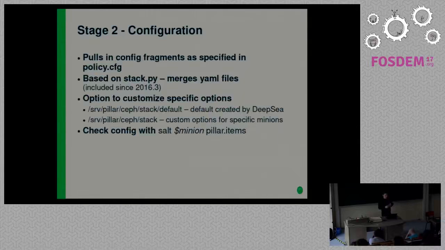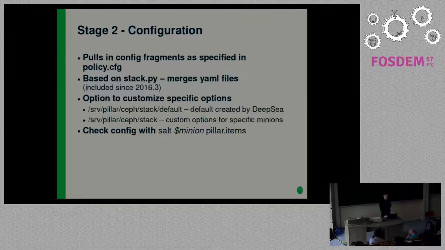It will write out this configuration to a directory tree under srv pillar ceph stack default. This is the configuration you basically came up with in your policy.cfg. It will create the same subdirectory tree in its parent directory and create all the files that are in the default tree too. These files in the parent directory are for you to use, so you can override certain options that DeepSea came up with and that you don't like. That's just a customization thing.